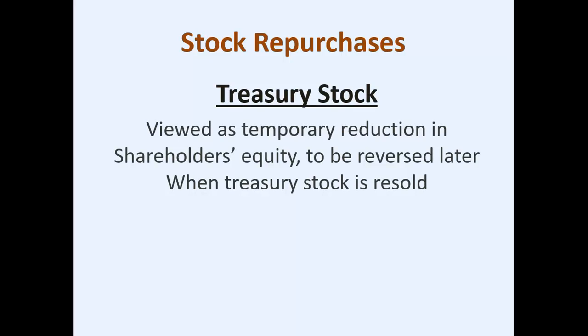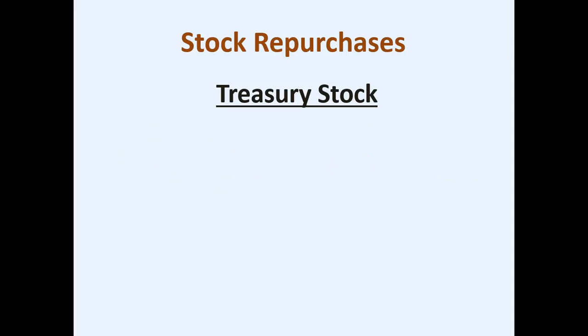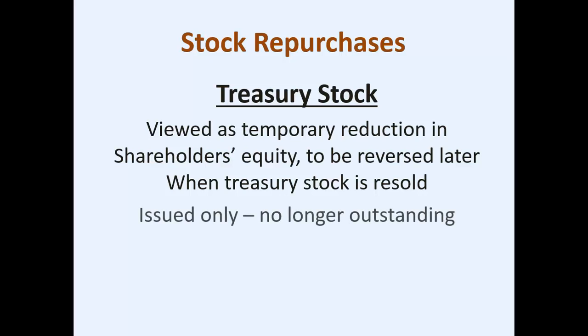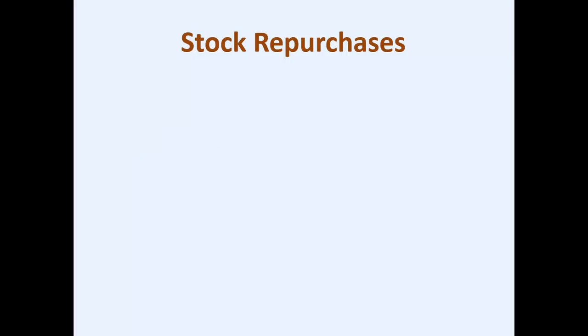So stock repurchases, if it's treasury stock, this is viewed as a temporary reduction in shareholders' equity to be reversed later when the treasury stock is resold. So I purchase it, record it at my cost. It's no longer outstanding. It's just issued. And then later when I resell it, it becomes outstanding again. It's issued only, no longer outstanding.